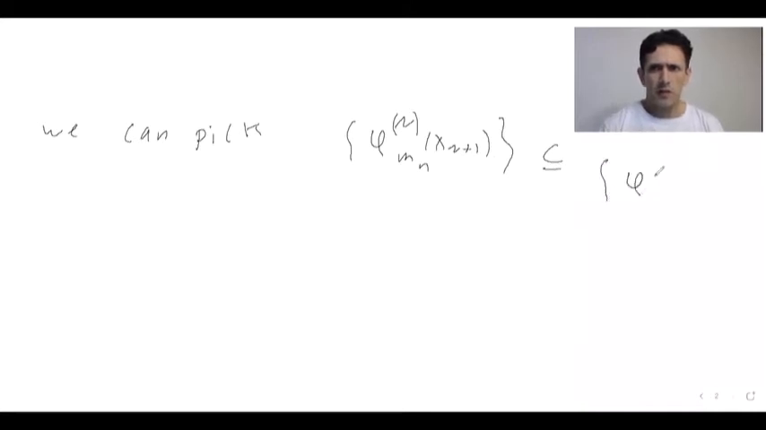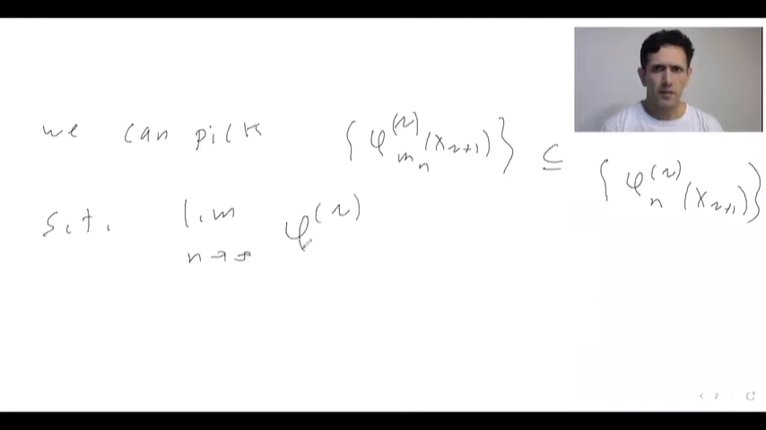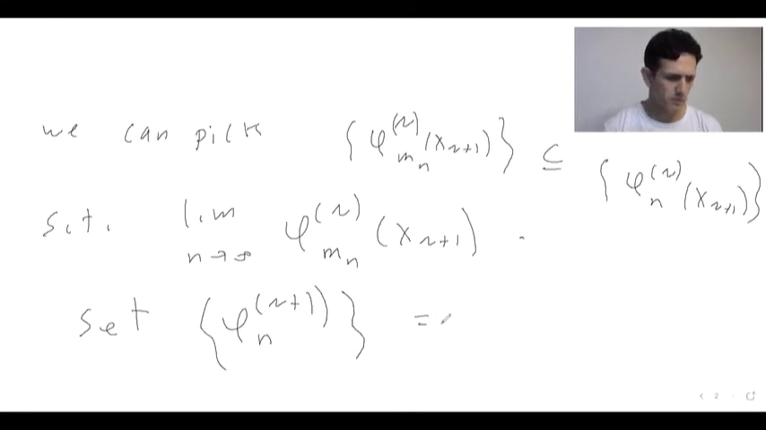Of this one here. That's convergent. And then just set the n plus one subsequence to be exactly this. And then, yeah, if we do that, if we set phi n, n plus one, doesn't really matter, brackets or not, yeah, set this to be phi m n.